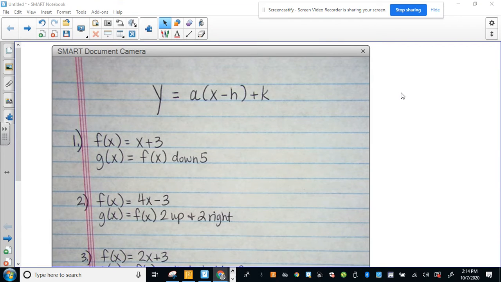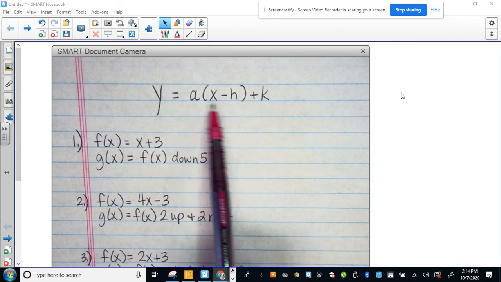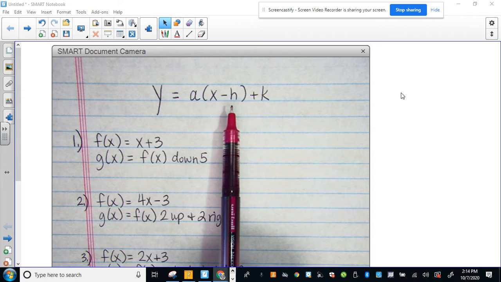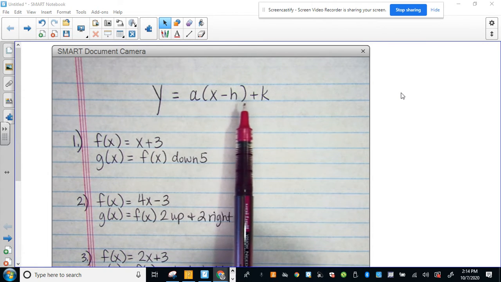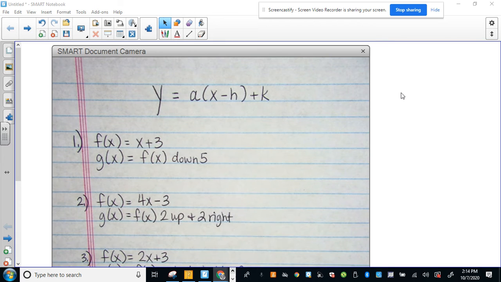I hope these practice problems will help you with translating linear functions. If you will, please pause the video and start by putting this formula or equation onto your paper in your notebook, and I'm going to identify what these pieces or what these letters do to a normal graph.